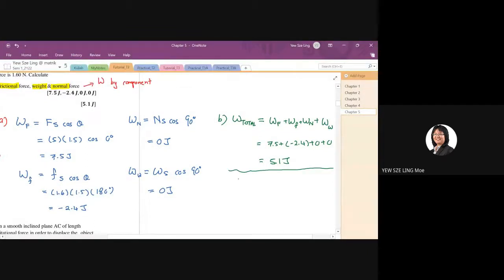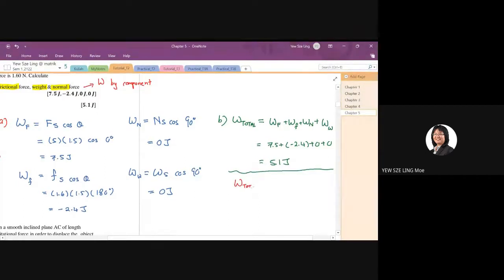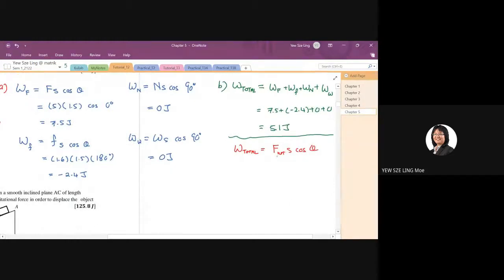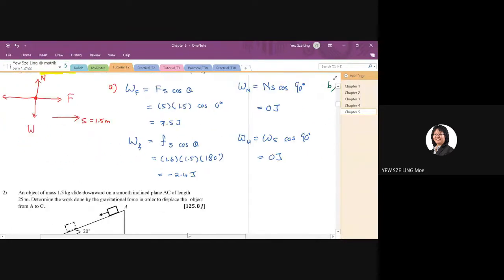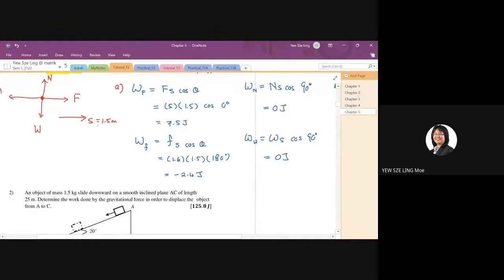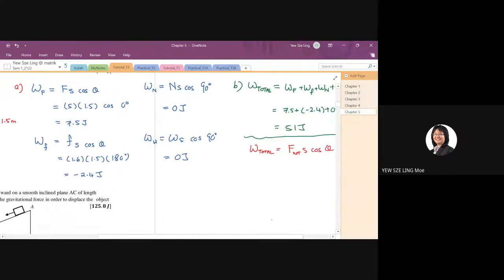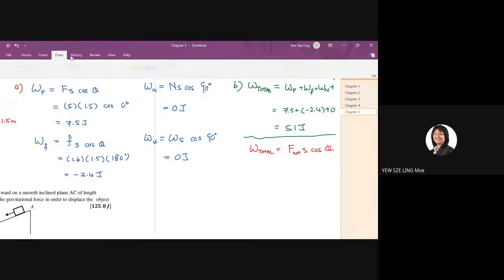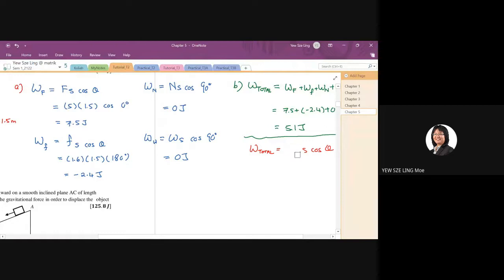Method number 2: W total equals to F net S cos theta. So this net force needs to be the net force that is lying on the same component as our displacement. So go back to the diagram. Our displacement is lying on the X component. Therefore, the force that we want to calculate is just the force that is lying on the X component. So if you think F net is a bit confusing, that is fine. You can just say summation Fx also can.